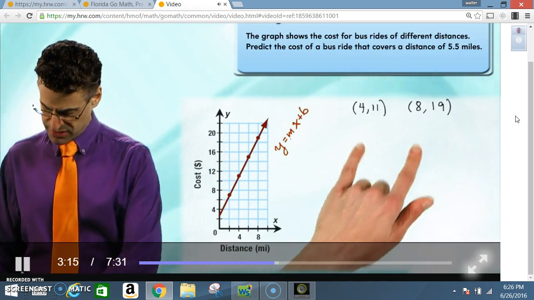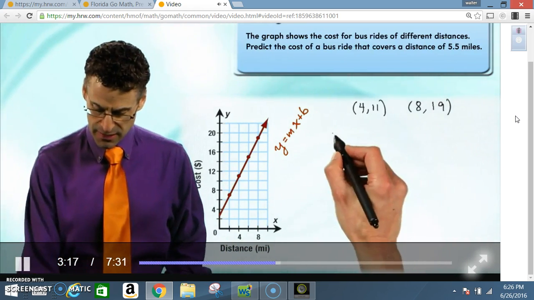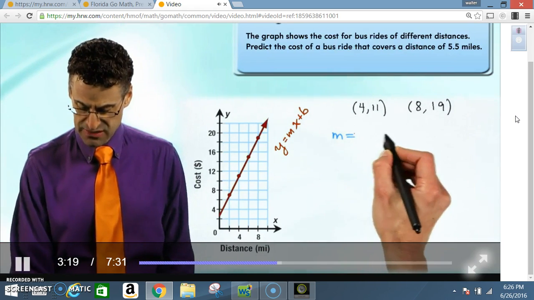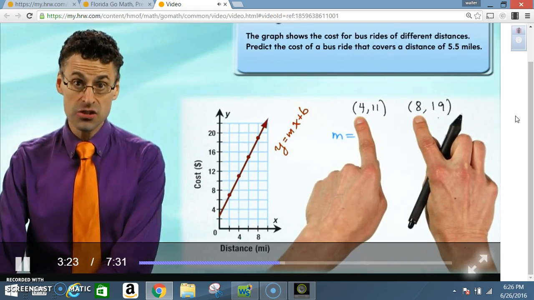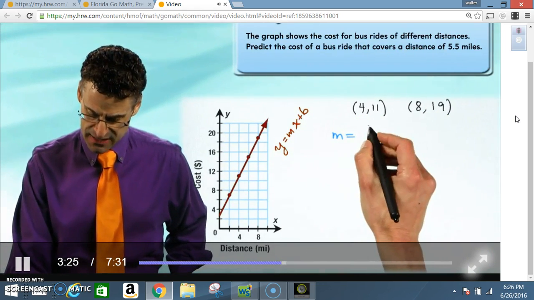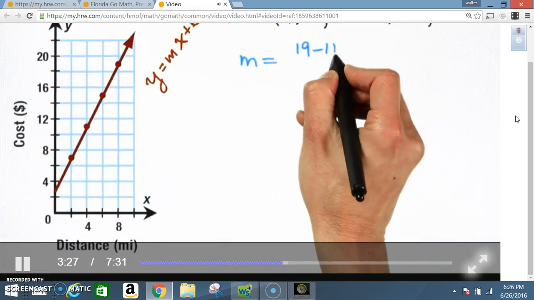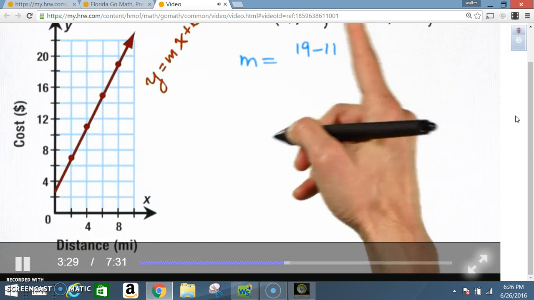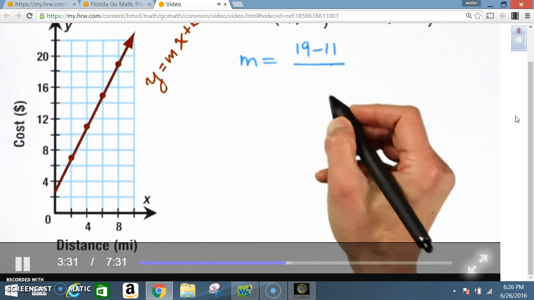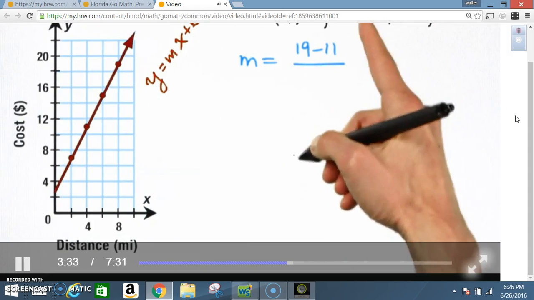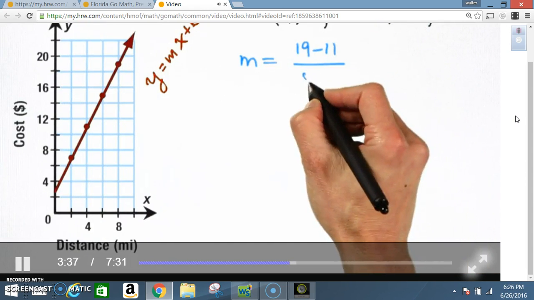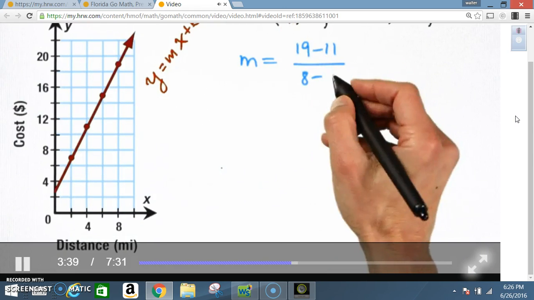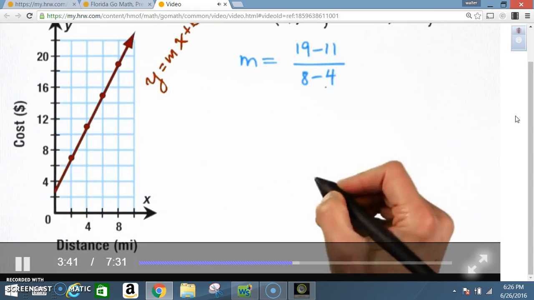Well, we've already found 2 points, so this is actually going to be really fun, because I can find the slope by just looking at the change in the y's divided by the change in the x's. So the change in the y's, I'll write that as 19 minus 11, this y minus that y, divided by, now I have to go back and use the same ordered pair I started with. I started with the 19, so now I'm going to start with the 8 minus the corresponding x value, which is the 4.